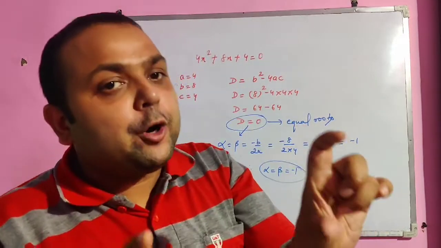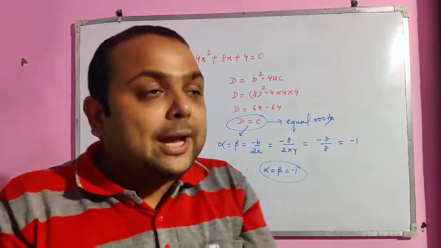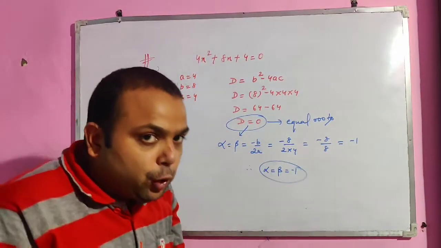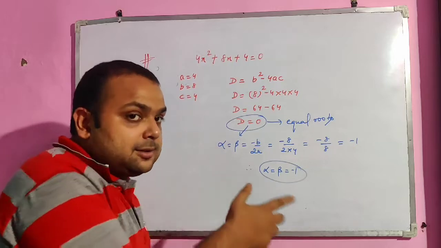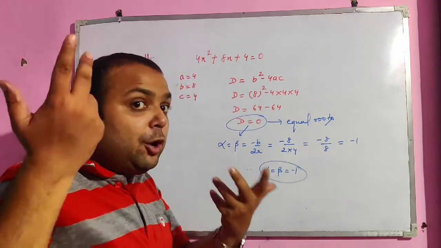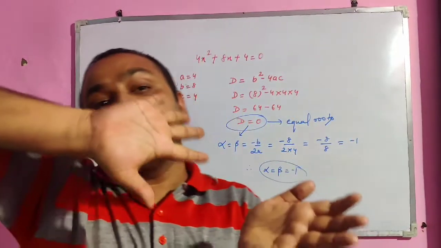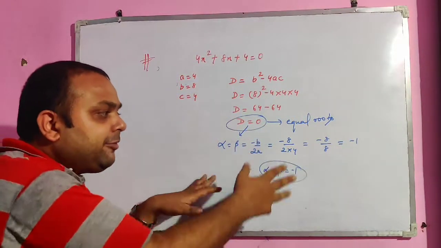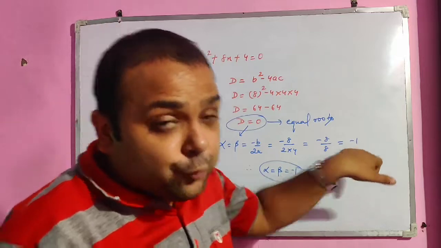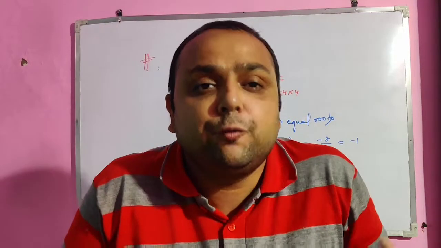Now the condition for equal roots is that D should be equal to 0. If you get D equal to 0, you have to apply alpha equal to beta, since they are equal, equal to minus b by 2a. Because the value of D is 0, in the quadratic formula D is eliminated. So simplifying it, we get the value minus 1. That is, both the roots are equal and the value of that root is minus 1.